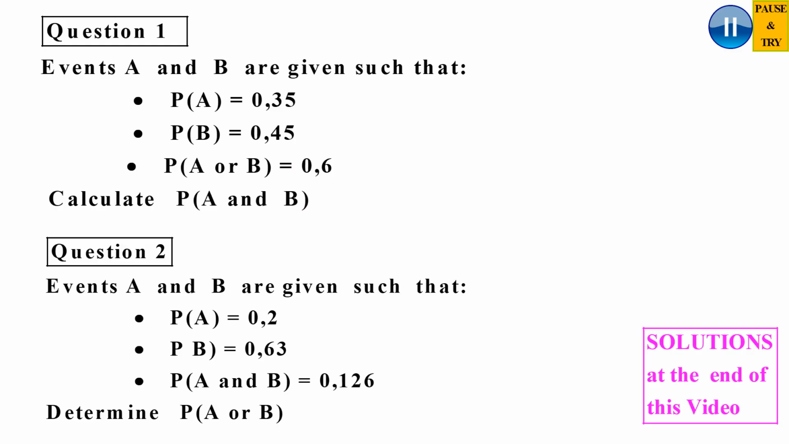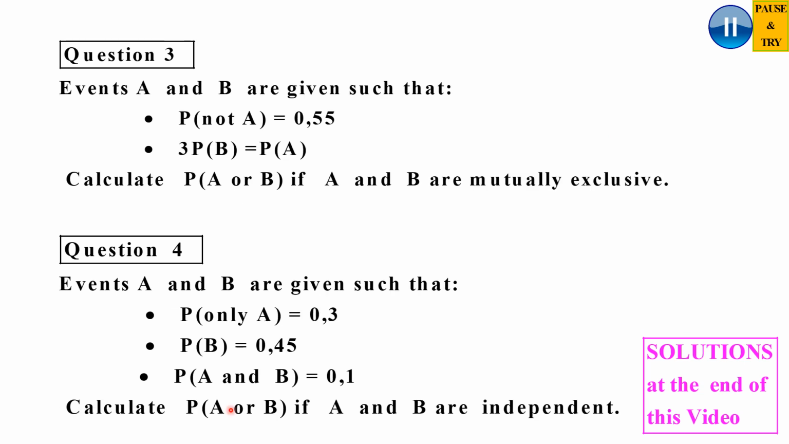Now let's look at the exercise worksheet. In these two questions, you'll have to use the addition rule. In the first question, you have to calculate the probability of A and B. And in question number 2, you'll have to determine the probability of A or B. The solutions of these two questions you'll find at the end of the video. And in both of these, you'll have to use the addition rule.